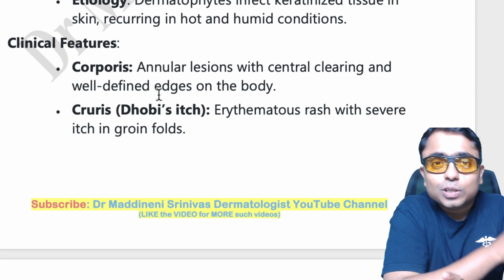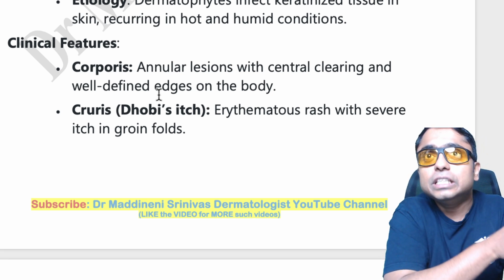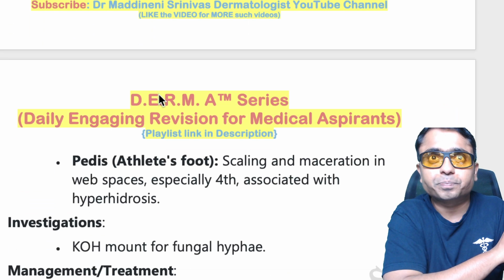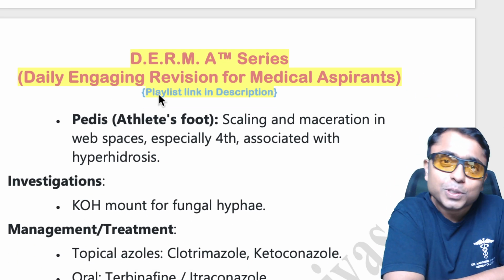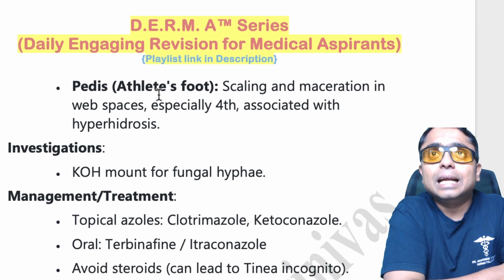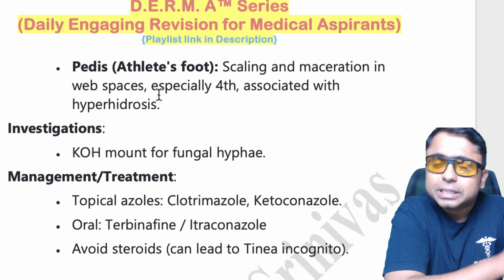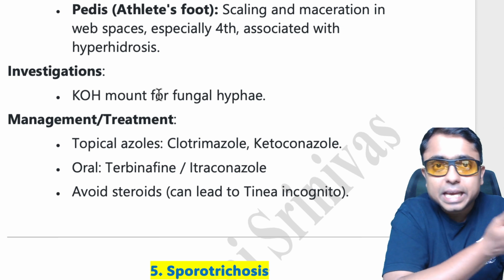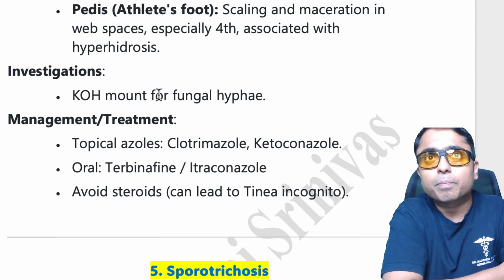Tinea cruris is also called dhobi itch or jock itch, and an erythematous rash with severe itching will be there in the groin folds. Tinea pedis is also called athlete's foot, and there is going to be maceration in the web spaces. Usually the fourth web space is commonly associated. Investigations: KOH mount is going to show the fungal hyphae.